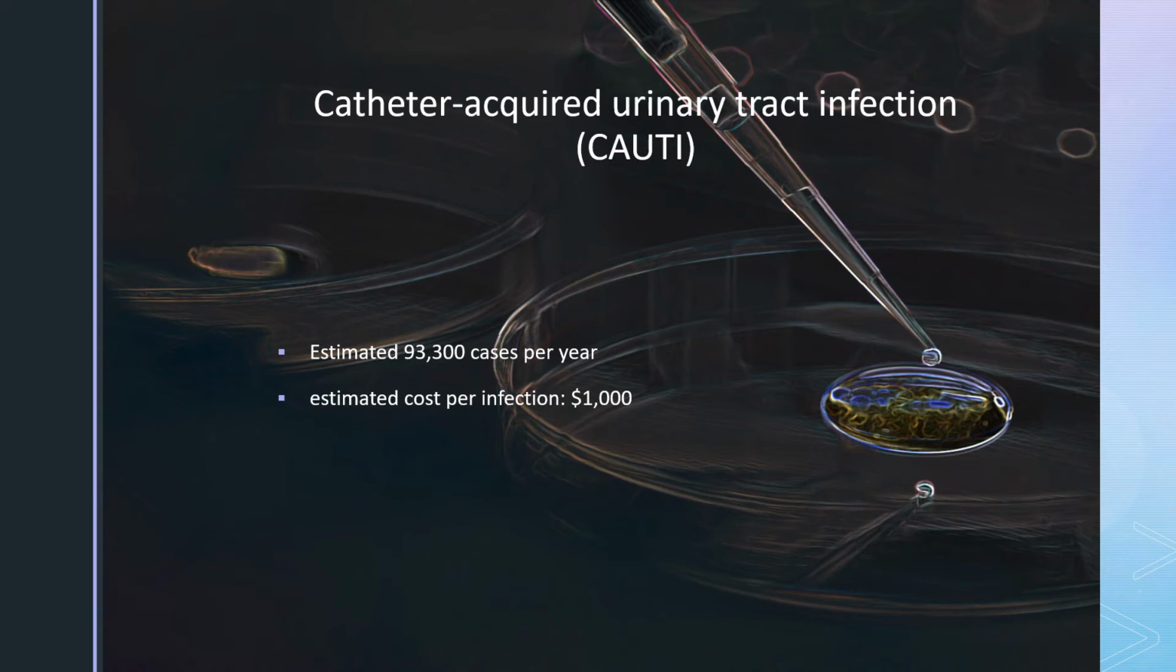There are an estimated 93,300 cases per year from CAUTI, or catheter-acquired urinary tract infections, and an estimated $1,000 spent per infection just to treat.